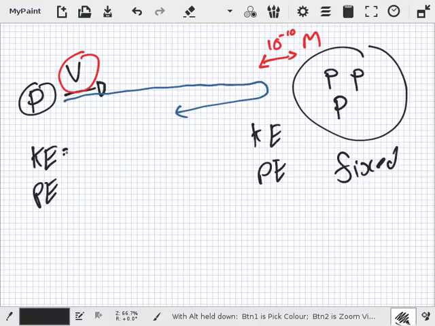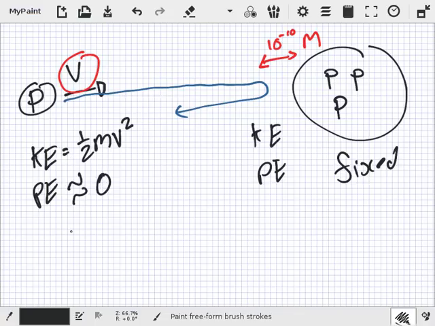So the kinetic will be obvious. It'll be a half mv squared. And the potential is not so obvious. What would the potential be? Yeah, why? This is not trapped. It's not trapped, it's free. Yeah, it's free. It's quite far away, we imagine. So its potential is roughly 0 because it's free.